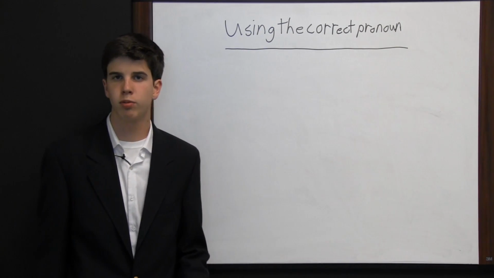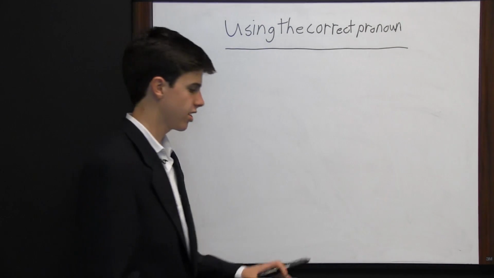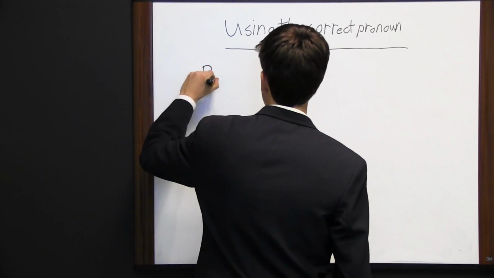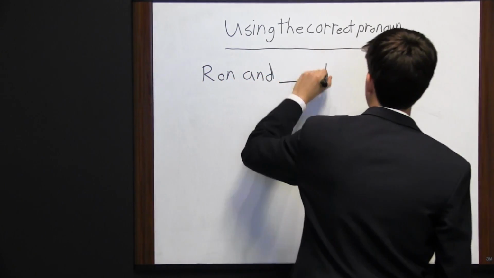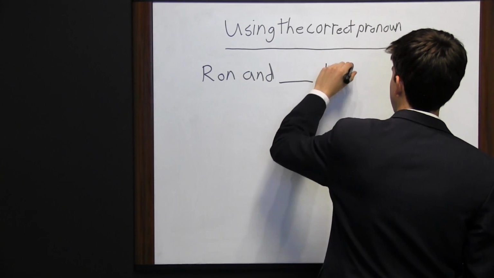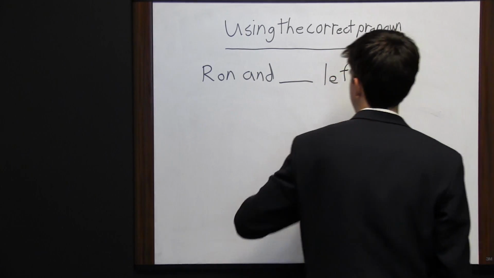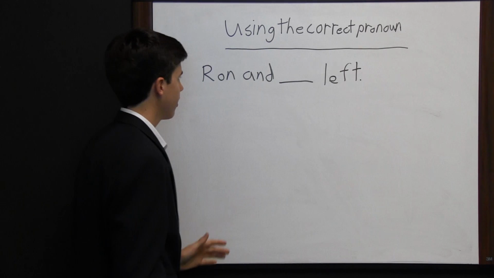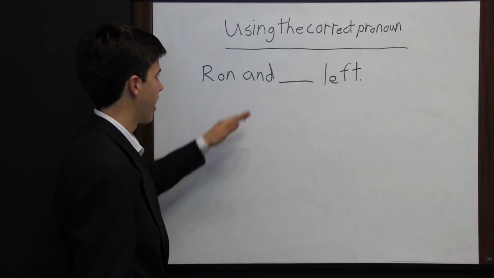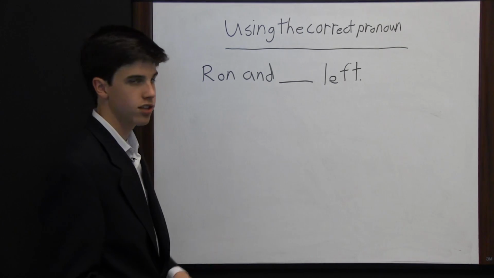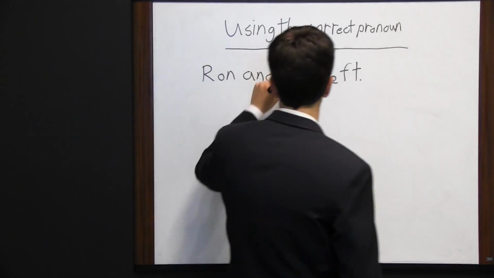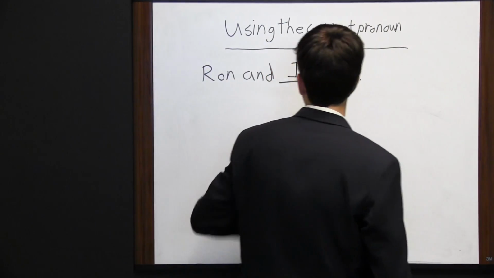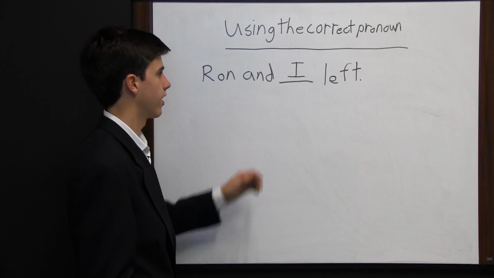Sometimes choosing the correct pronoun can be difficult. Consider this sentence. Ron and blank left. So here, you either need to insert the pronoun Ron and I left or Ron and me left. So how do you choose the correct one? Well, I'll go ahead and tell you that the correct response is I. The sentence should read, Ron and I left.